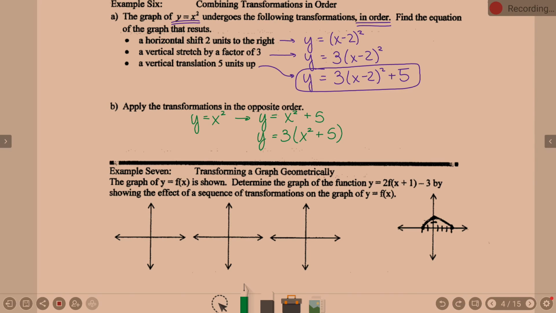The whole thing isn't squared. No, the whole thing is not squared. My squared is still on my x. The whole thing is stretched by 3.